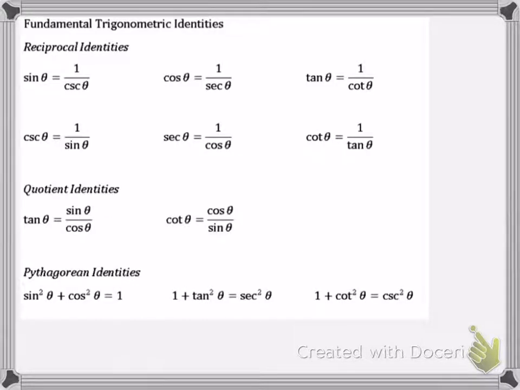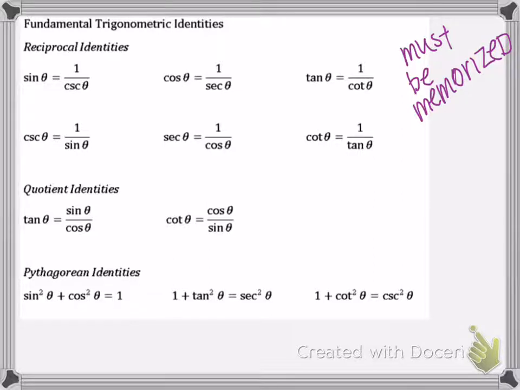Now, fundamental trig identities. These also must be memorized. We already know the first six, the reciprocal identities. The sine of theta equals 1 over cosecant, cosine equals 1 over secant, tan equals 1 over cotangent. So cosecant equals 1 over sine, secant equals 1 over cosine, and cotangent equals 1 over tangent.